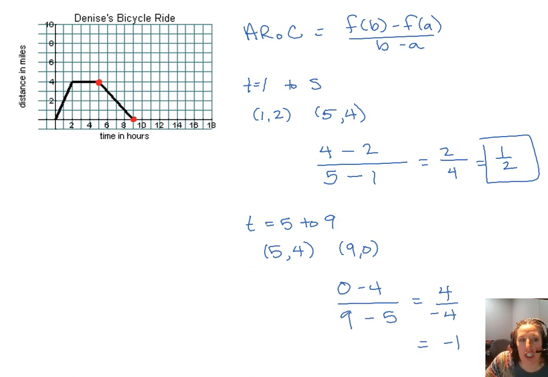It's negative here because she is getting closer to that initial position, that initial starting point. And so the distance is decreasing, and so it's going to have a negative rate of change.